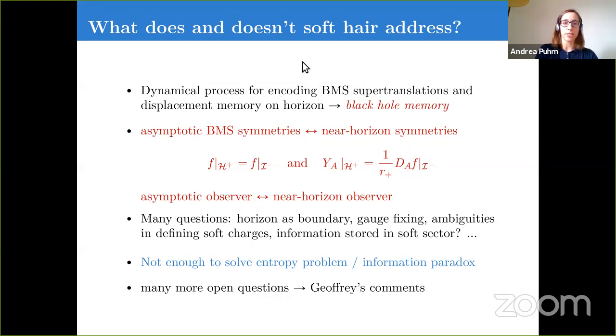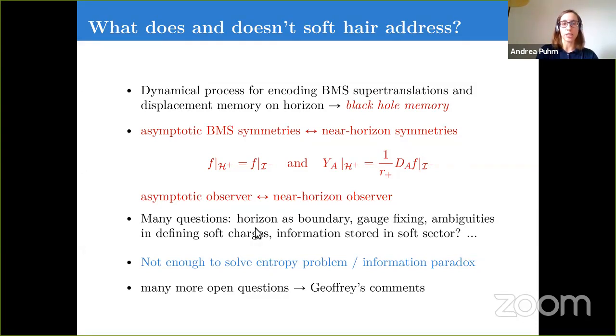The physical process of sending in a shockwave that carries BMS supertranslation charge, or in other words, displacement memory, gets imprinted in the horizon, and you might call this a black hole memory effect. And it relates the action of asymptotic symmetries at past null infinity to the action of asymptotic symmetries at the horizon. Now, this raises several questions.